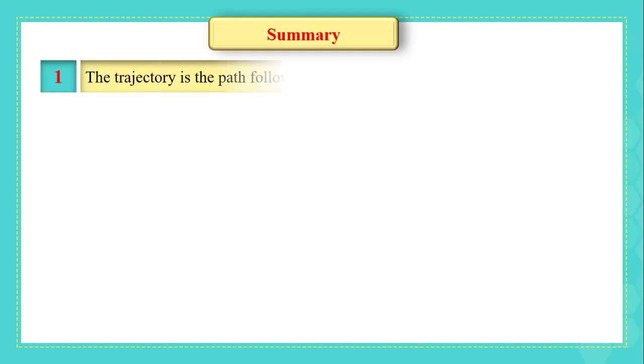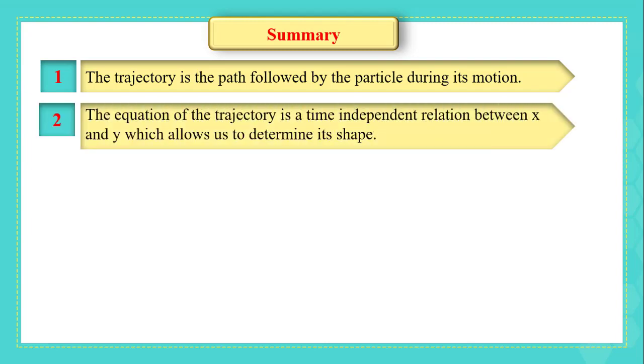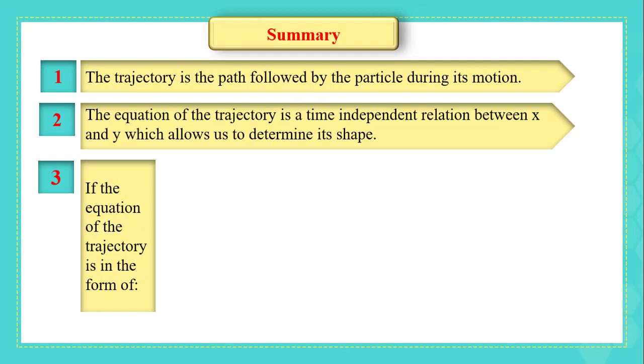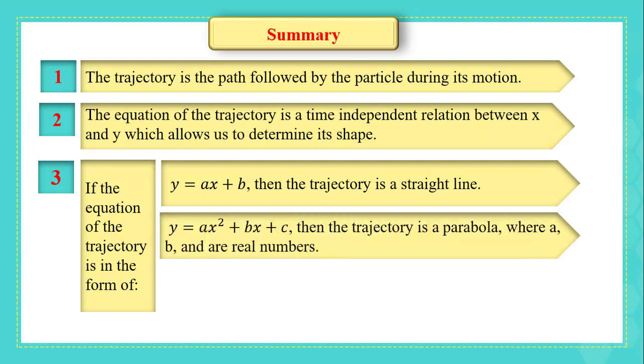Let us summarize now the main ideas of this video. The trajectory is the path followed by the particle during its motion. The equation of the trajectory is a time-independent relation between x and y, which allows us to determine its shape. If the equation of the trajectory is in the form of y equal to ax plus b, then the trajectory is a straight line. If it is y equal to ax squared plus bx plus c, then the trajectory is a parabola, where a, b, and c are real numbers.